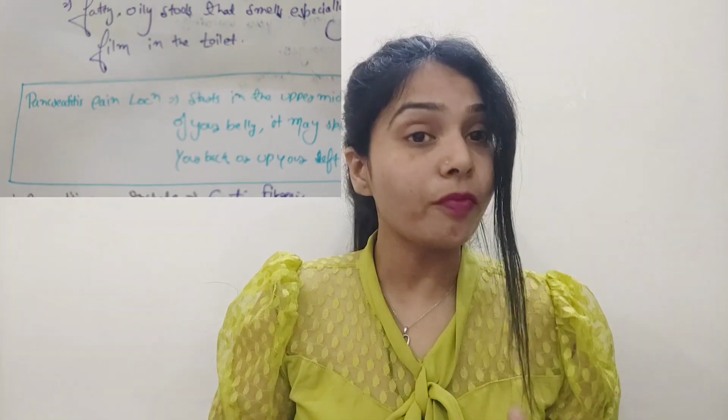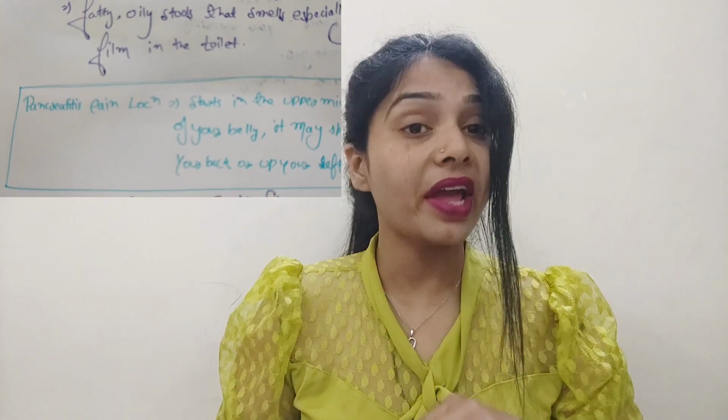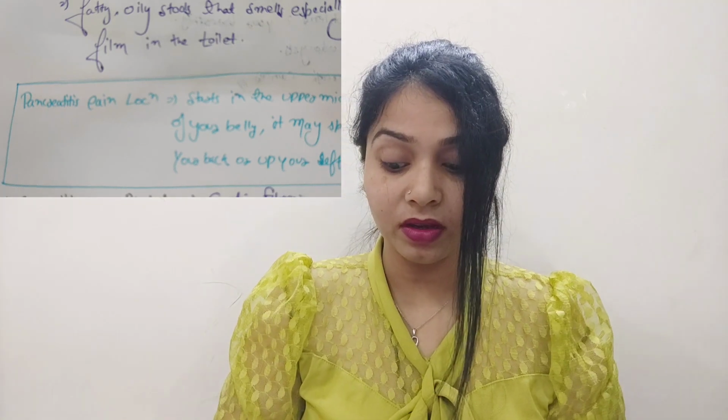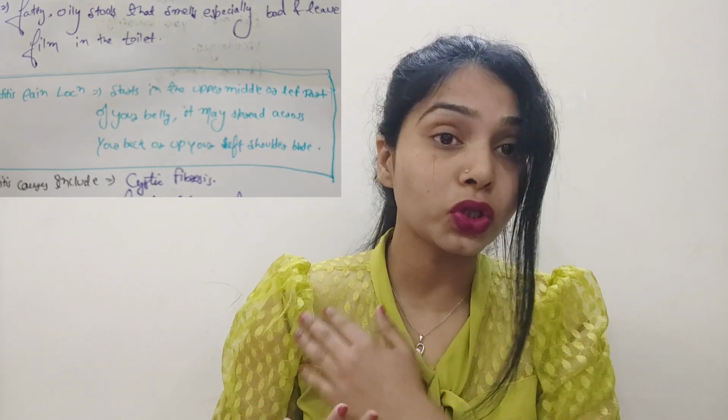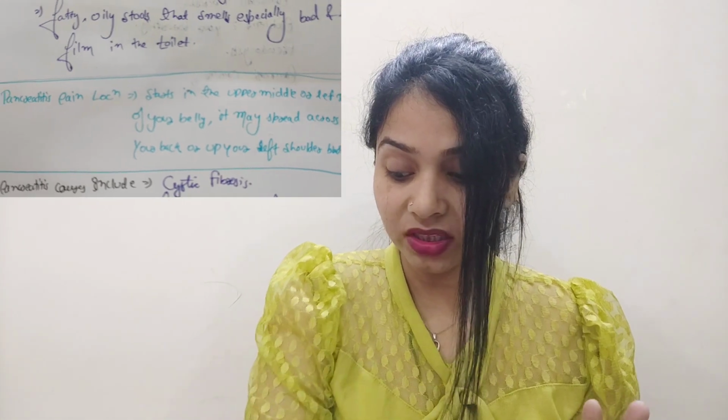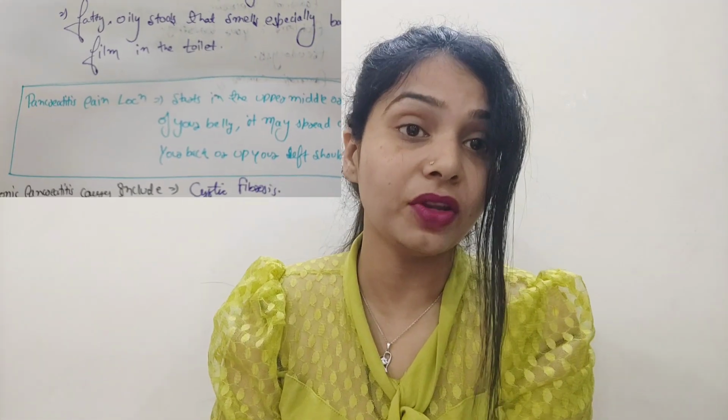So these are the points relating to acute and chronic pancreatitis. But if you want me to summarize the pancreatitis pain location, risk factors and complications, I'll tell you those points too. The pancreatitis pain location starts in the upper middle or left part of your belly, and it may spread across your back or up your left shoulder blade. So it starts from the upper middle part of your belly, then spreads across your back and to your left shoulder.